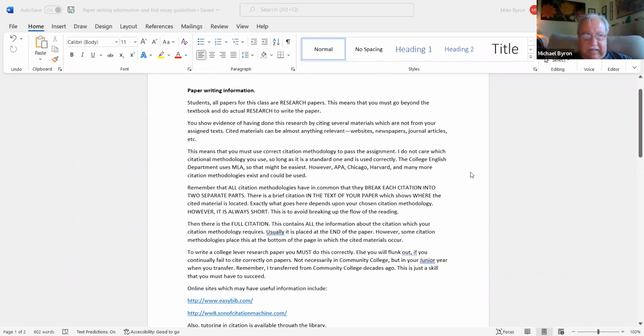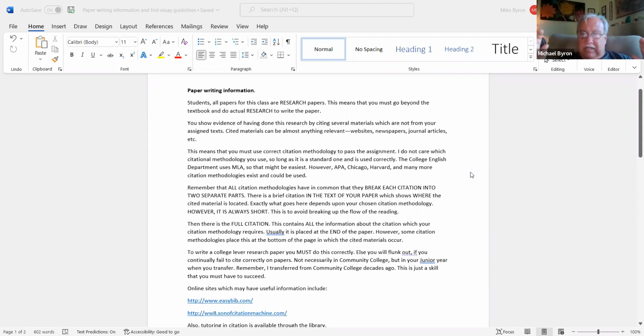You must have the in-text citation, but it is always brief, very brief. Then either at the bottom of the page or more commonly at the end of the paper, you have your full citation. The reason that they're broken apart is so that you can show in the text where you have used your cited material, but you don't put the full citation there. It would break up the flow of the reading. So instead, you put it either at the bottom of the page or, as I said, more commonly, in a bibliography or works cited at the end of the paper.